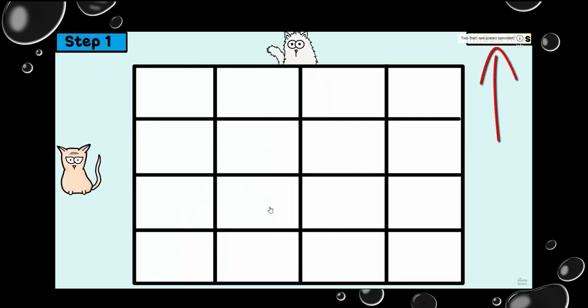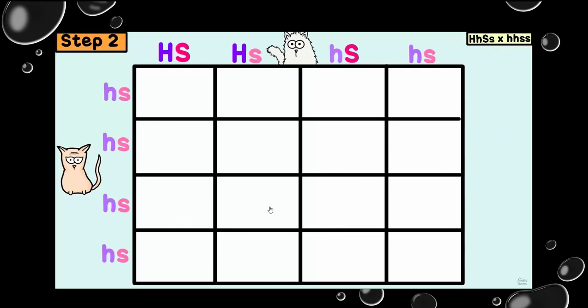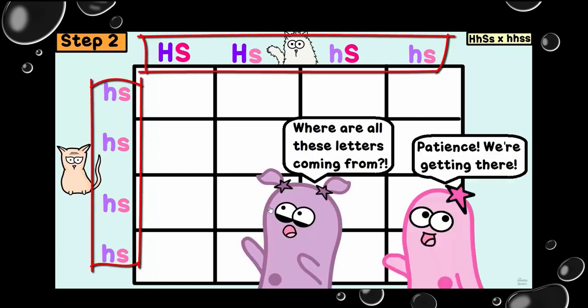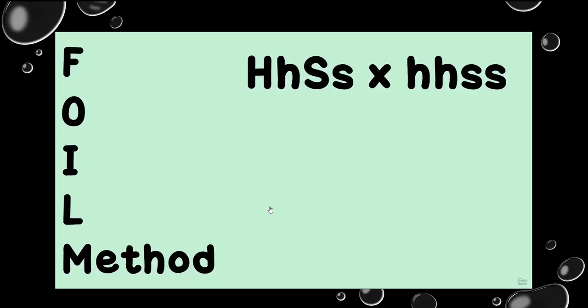Step 1, write the parent cross with your 16 square Punnett square. Step 2, we have to get the gamete combinations from the parents, what we write along the top and the side of the Punnett square. We really like the FOIL method to come up with these gamete combinations, but this is not the only way you can do this. We just like this way.